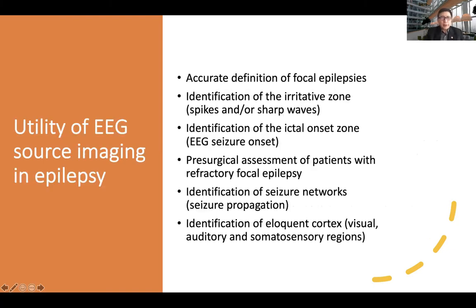So we're looking at the utility of ESI, or EEG source imaging, in epilepsy. It can be used for accurate definition of focal epilepsy, identification of the irritative zone, identification of the ictal onset zone, and presurgical assessment of patients with refractory focal epilepsy, which I'm going to discuss later. It also identifies the seizure network, such as seizure propagation, and the eloquent cortex, for example the visual, auditory, or somatosensory region.